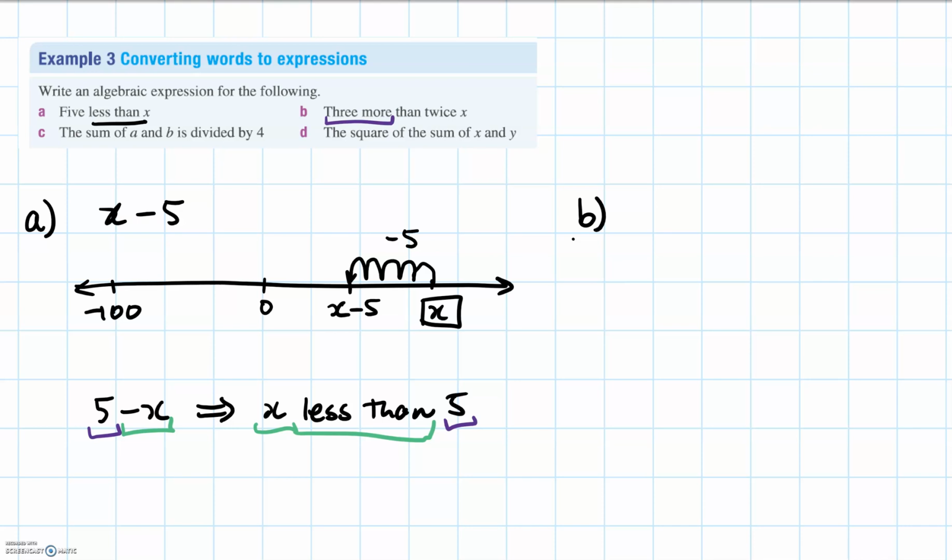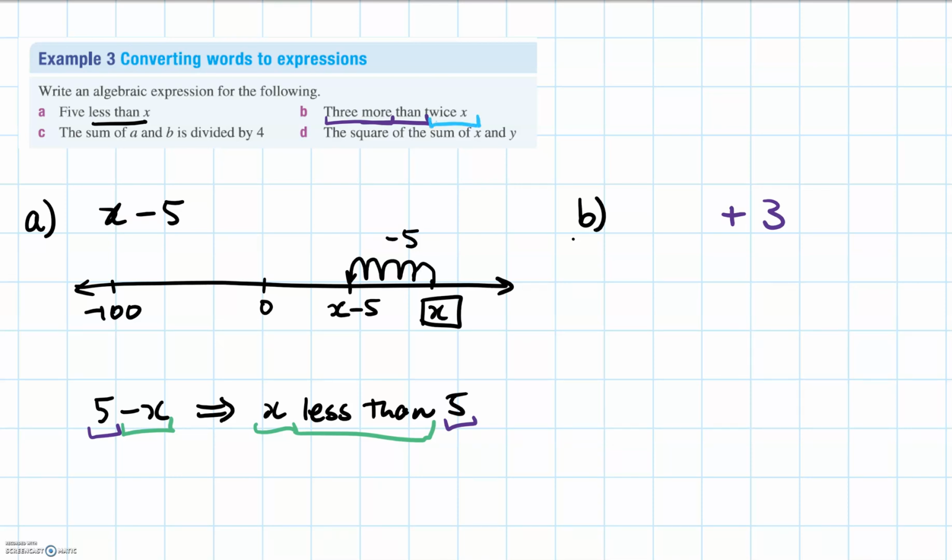So using the same pattern before, if I had 5 less than x, I was subtracting 5 from x. So if I have 3 more than, what operation am I going to use? If you see more than, it means that you're going to do an addition. So what I'm going to do here is I'm going to add, what am I going to add? 3. Okay, let's move on to the next part.